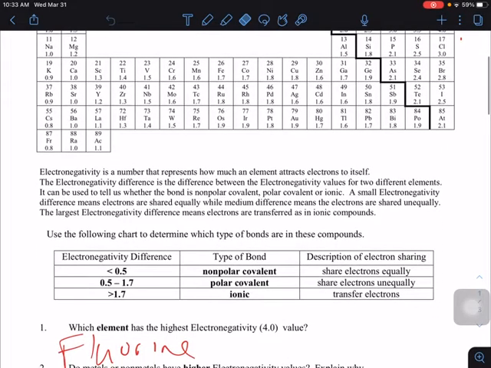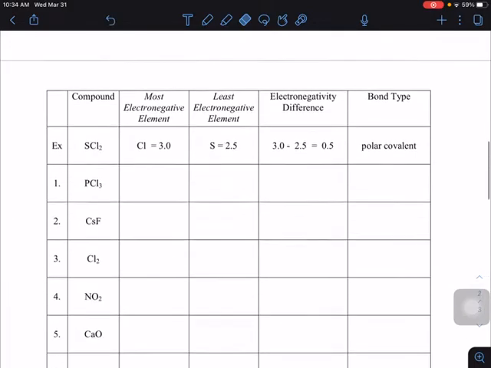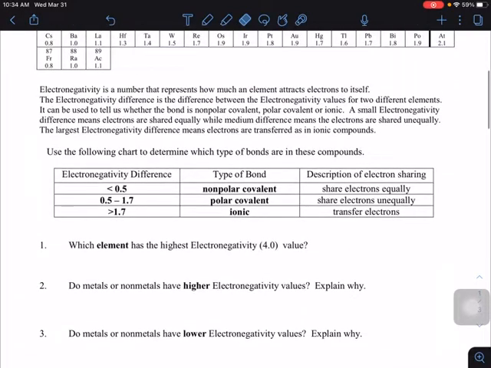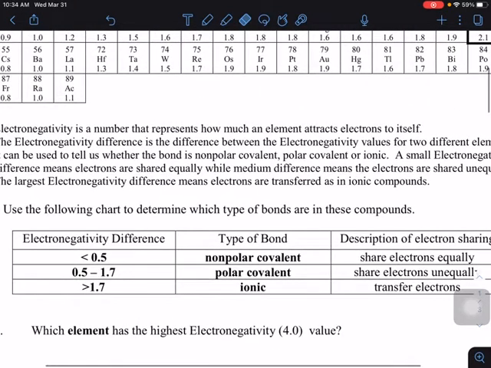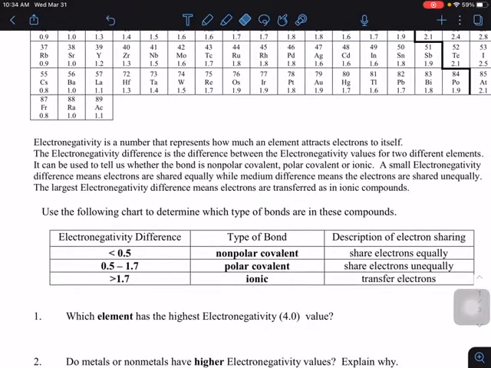Electronegativity is a number. Let me get rid of this stuff here. Check that all cleared out. All right. Electronegativity is a number that represents how much an element attracts electrons to itself. The electronegativity difference is the difference between the electronegativity values for two different elements.